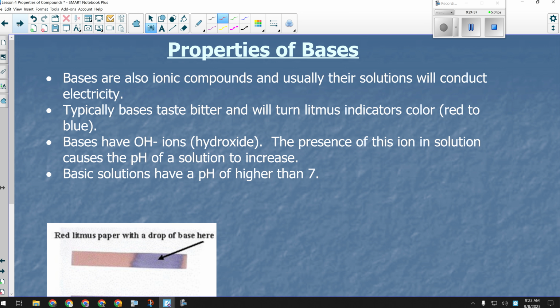Okay. Bases. Very similar, but on the opposite side of the pH scale. Strong bases are also ionic compounds. They will dissolve very easily, and their solutions will conduct electricity. They will also be some of the best conductors in your lab on Wednesday.